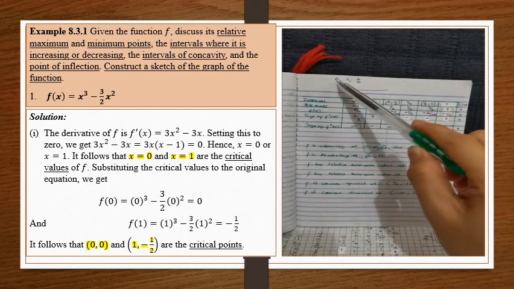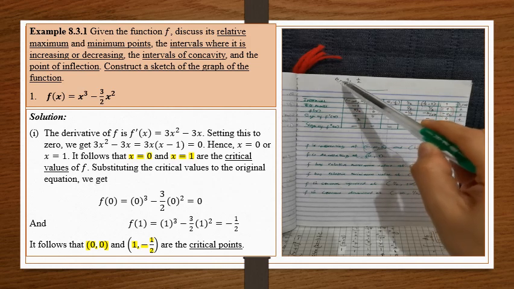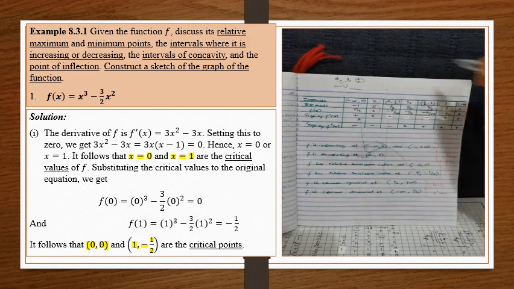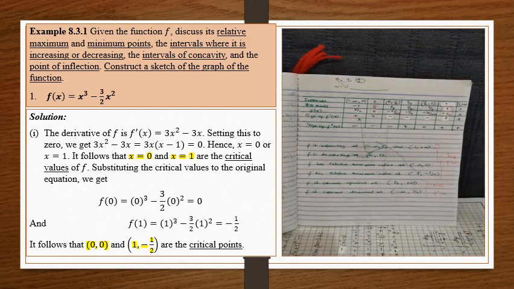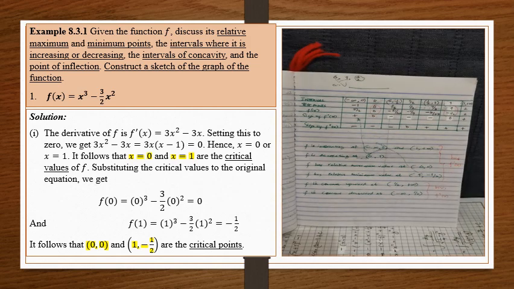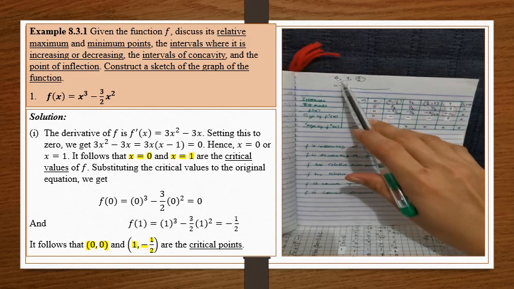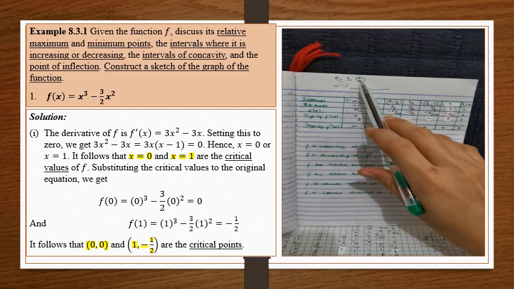Okay, so di ba si 0 and 1, yan yung CV natin. Okay, so this is our critical values. And then si 1/2 naman is, that is our point of inflection. So, si critical values, 0 and 1, and then si 1/2 is the points of inflection.